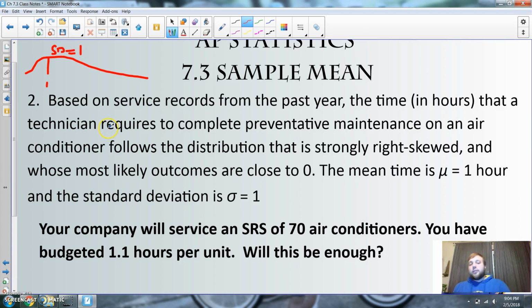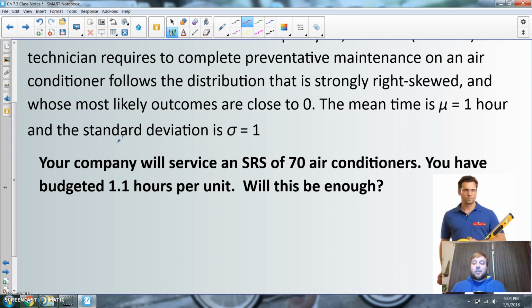Now that's strongly skewed though, right? So I can't use my z-scores. I'm done, baby. I'm done. Okay, that's it, guys. No, kidding. Alright. So, your company will service a simple random sample of 70 air conditioners. You have a budget of 1.1 hours per unit. Will this be enough time? Alright, so first of all, let's go over those rules. Did I do a random?